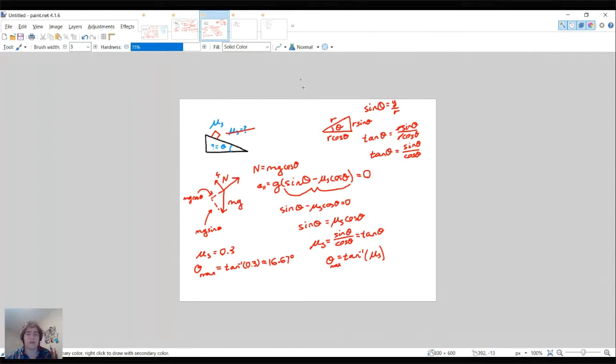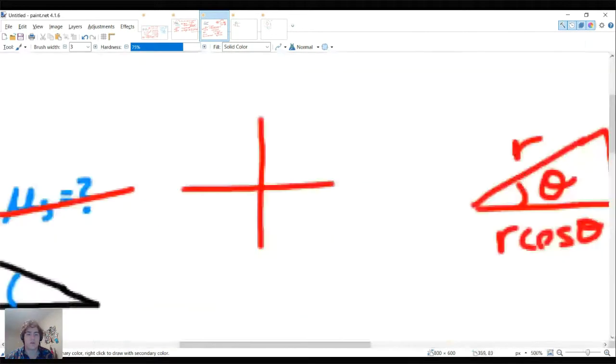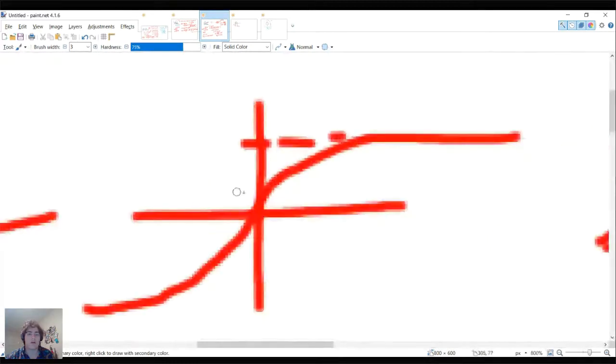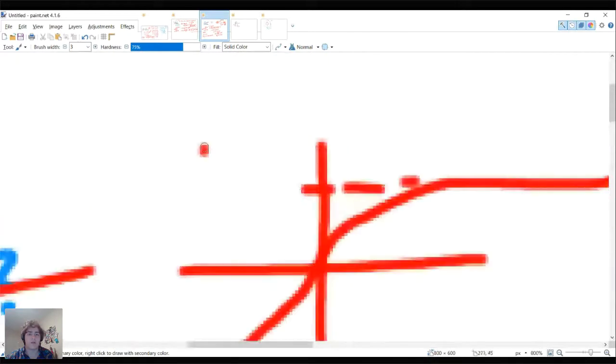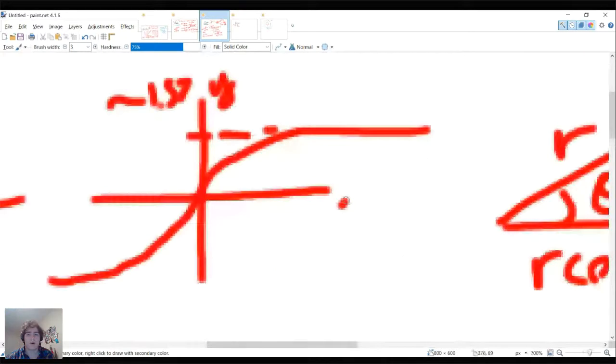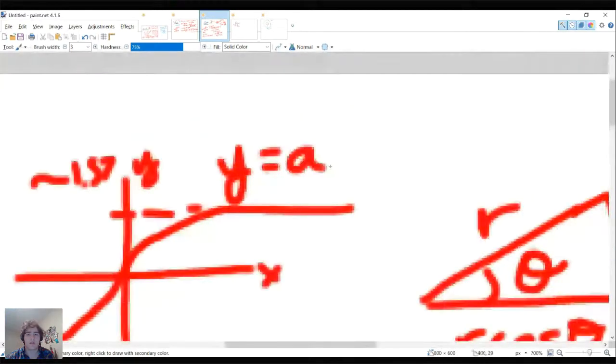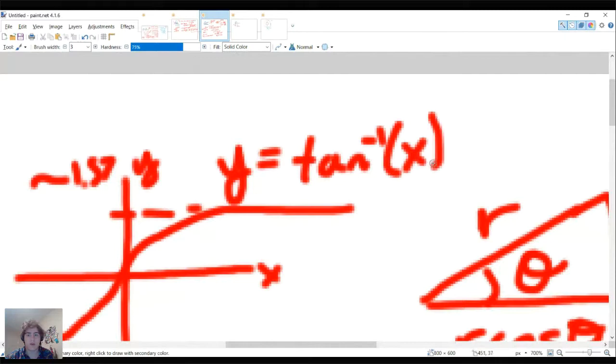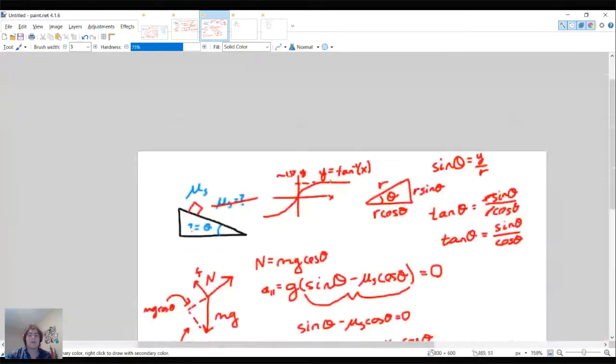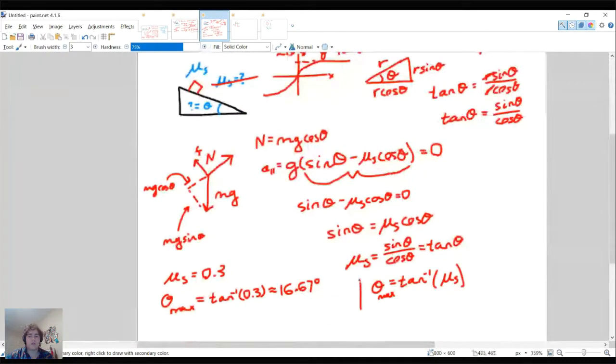And if you know the shape of the arctangent graph, which looks something like this, and it levels off at around 1.57. This is y, this is x, this is y is equal to arctan x. We'll keep the notation consistent. From this graph, you can very clearly see that in this equation right here, if the static coefficient of friction increases, the maximum angle you can swing out the plane also increases.